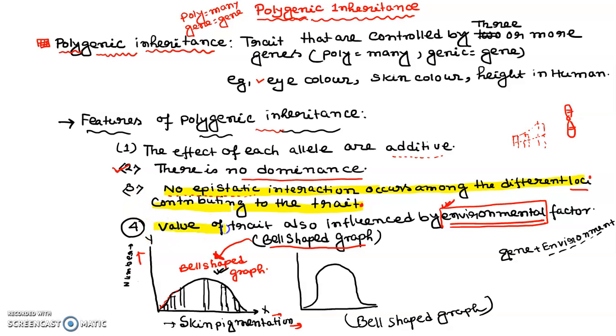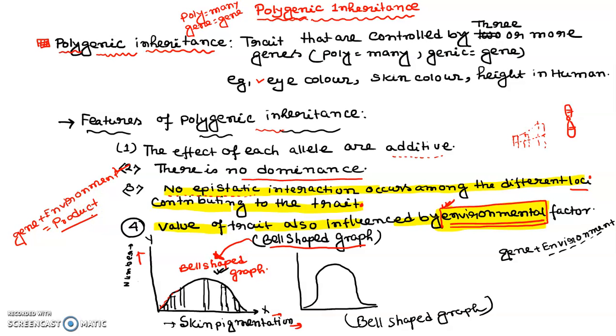The value of the trait is also influenced by environmental factors. This is very important in polygenic inheritance. The environment plays an important role. Environmental factors can change the expression of the genes through interaction, so the product comes from gene and environment. Gene plus environment equals the product, or character expression.